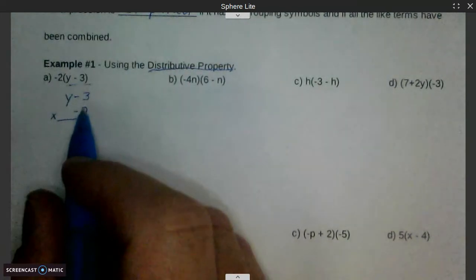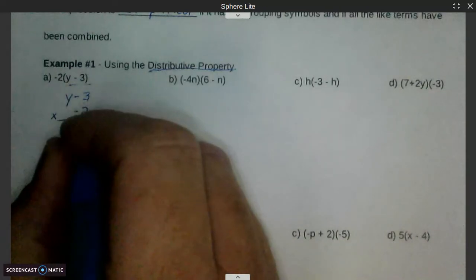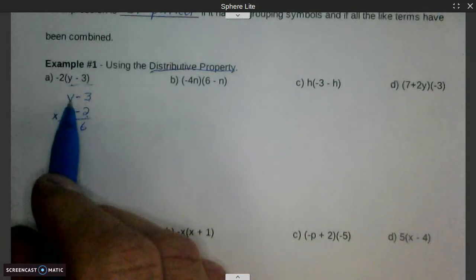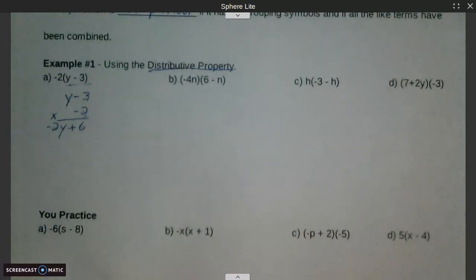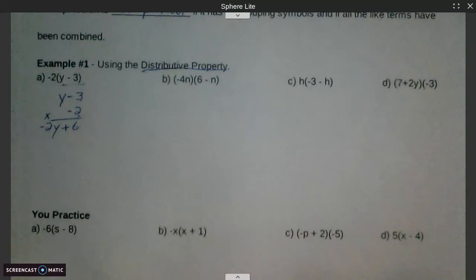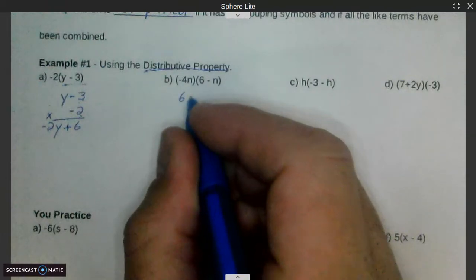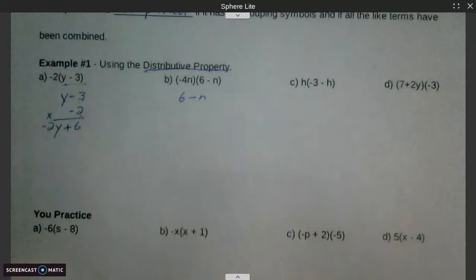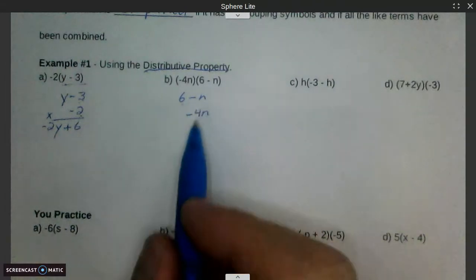I'm going to take negative 2 times negative 3, which is positive 6. Negative 2 times y is negative 2y. And there's my answer, negative 2y plus 6. So let's try that method with letter B. I'm going to take my longer expression, put that on top, so 6 minus n. Put my smaller expression on the bottom, so it looks like it's multiplying two terms by one term.